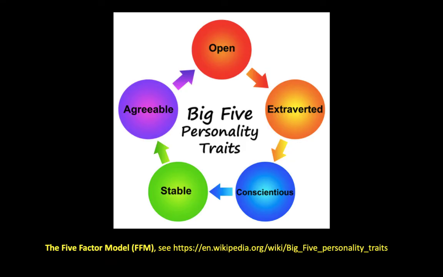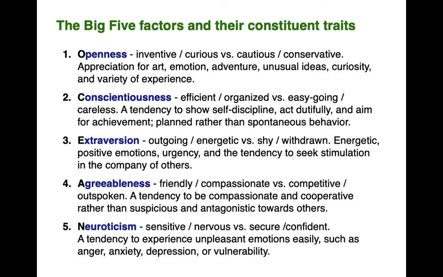Here's a diagram of the 5-factor model of personality. The idea here is that you can describe a person's personality along 5 continua. These are called the Big 5 personality traits. The Big 5 factors and their constituent traits are these: openness, conscientiousness, extroversion, agreeableness, neuroticism. For each of us, all of us, we can be described along these 5 continua, spectrums.